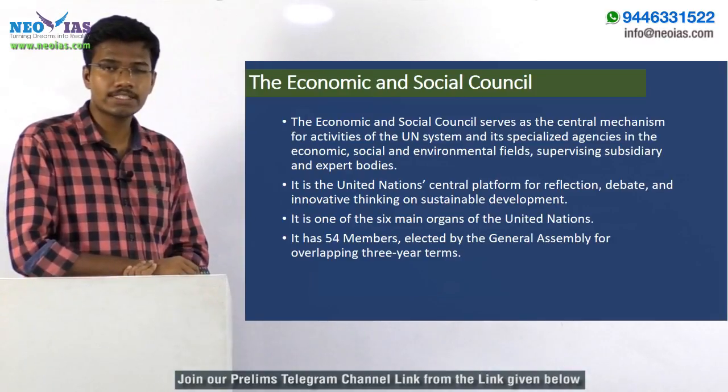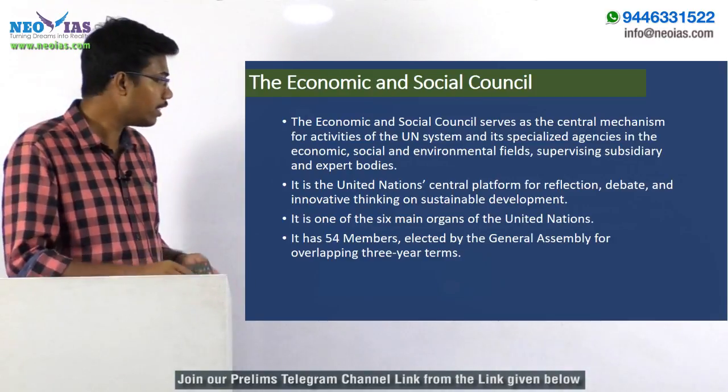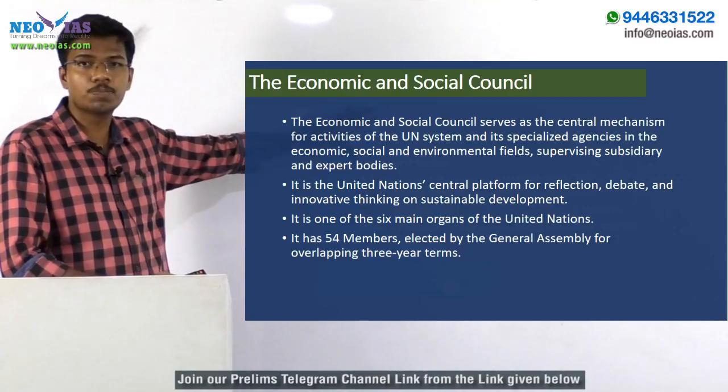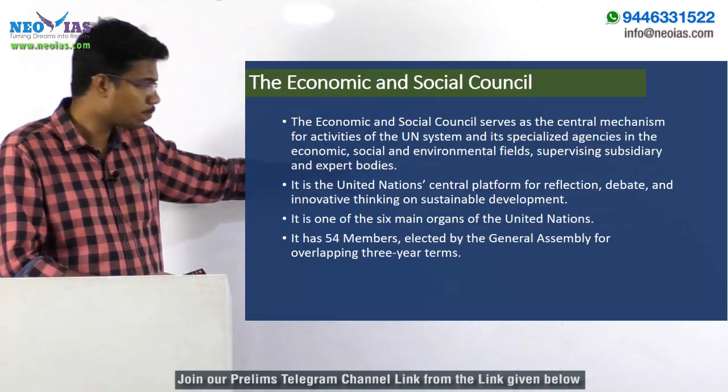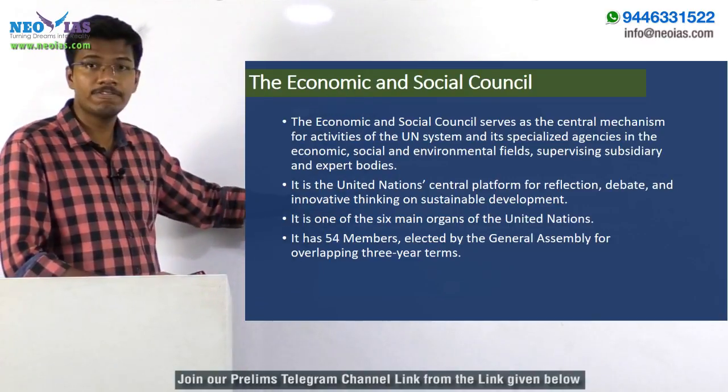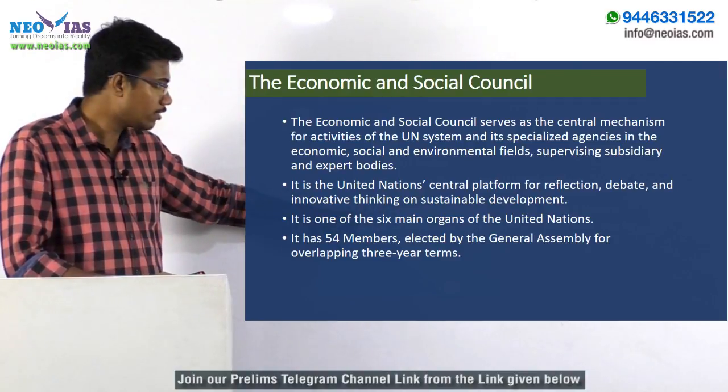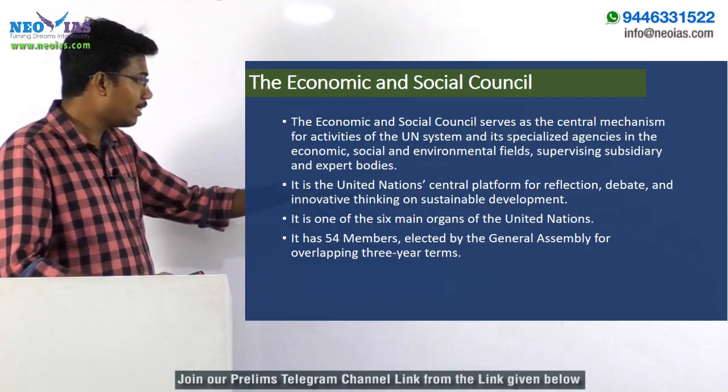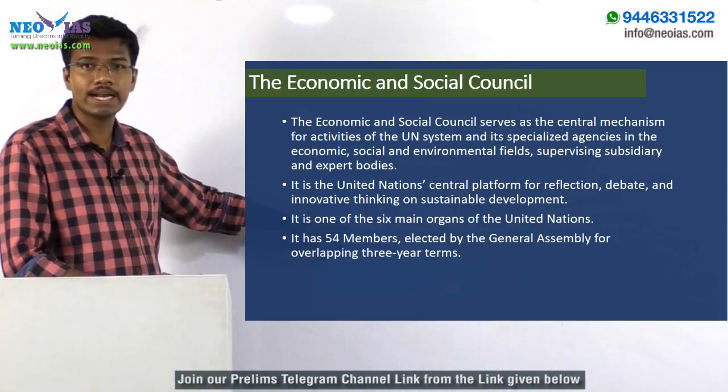Then again, UN has 6 main organs. It is one among the 6 main organs or the 6 principal organs of the United Nations. And it has 54 member countries. So it has 54 members elected by the General Assembly for overlapping 3-year terms.